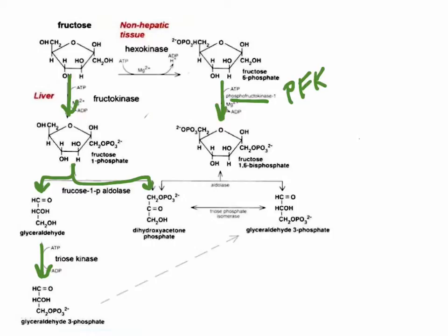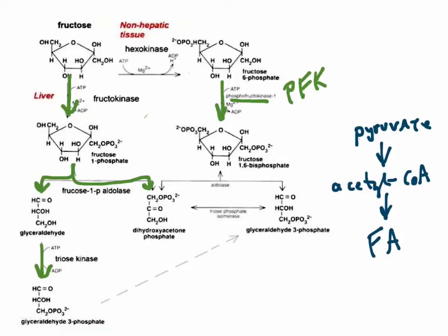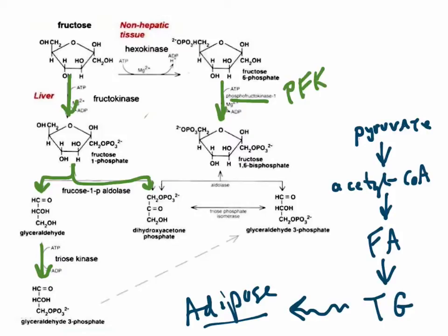Now, we've been looking at glycolysis as mainly an energy-producing pathway, and that's the case in most tissues other than the liver. But in liver, much of the pyruvate that is produced in glycolysis is converted to acetyl-CoA and used to make fatty acids. The fatty acids are eventually exported as triglycerides to adipose tissue. So glycolysis can be an anabolic pathway in the liver when it's used to convert dietary carbohydrates to fat.